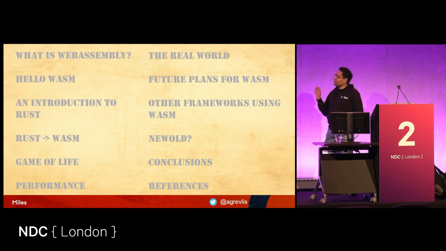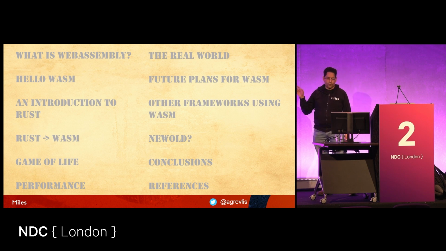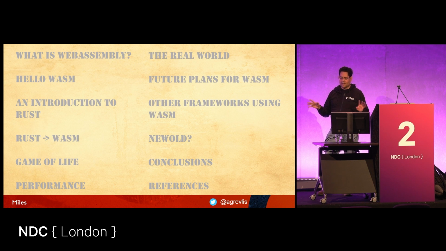When we're through with that, we're going to have a look at a little bit more involved example, a game of life example. Then we're going to cover a little bit about performance, because performance is a big deal when we talk about WebAssembly. We're going to go through some real-world examples, go through the future plans for WebAssembly, and we're also going to cover some other frameworks that are using WebAssembly.